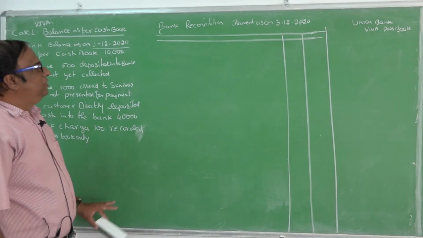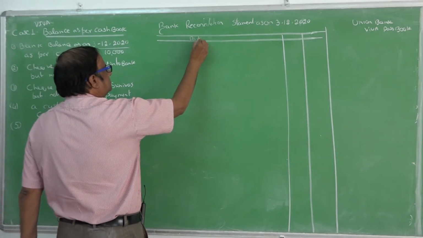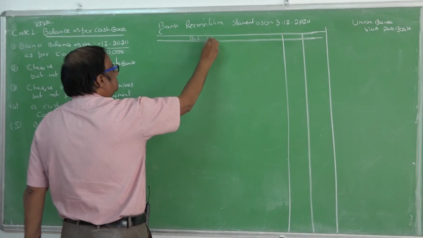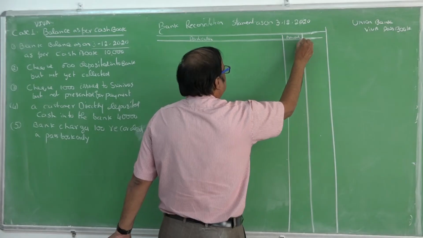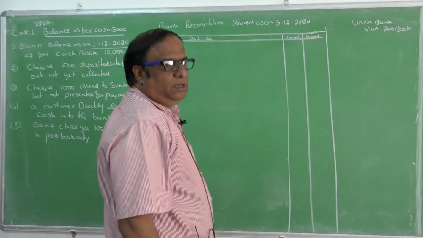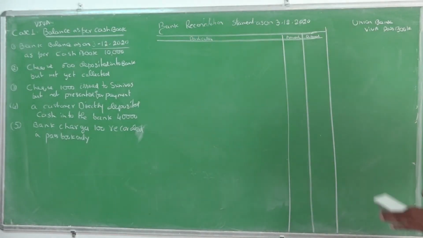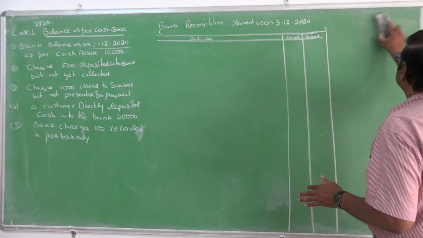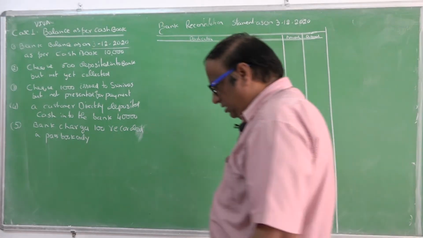Okay, so now you can write down like this. Particulars, amount. This is called the inner column, and that is called the outer column.